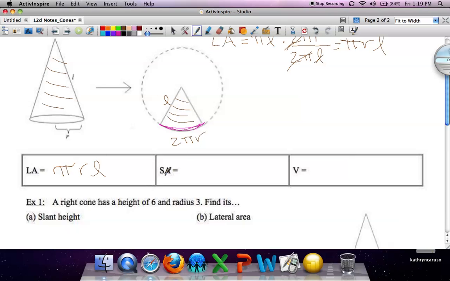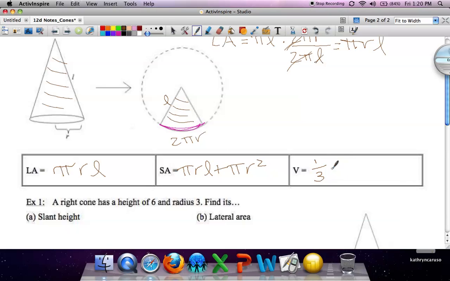The surface area, as always, is the lateral area plus the area of the base. For a cone, the lateral area is pi r L, and we would add it to the area of a base of a circle with radius r, which is pi r squared. So surface area is this formula, and the volume is the same idea as a pyramid is to a prism, as a cone is to a cylinder.